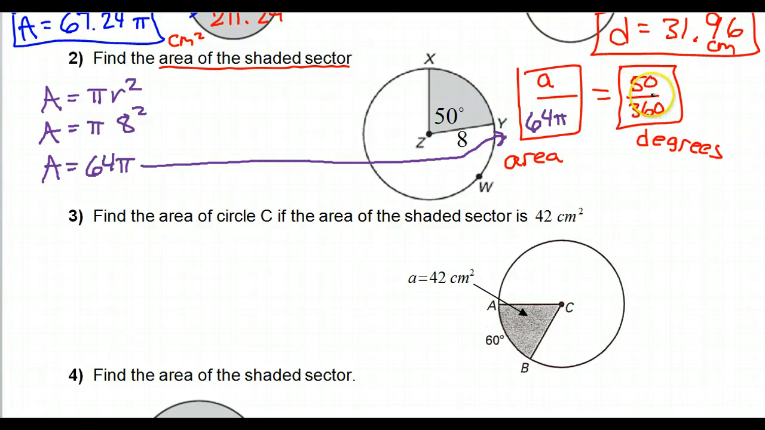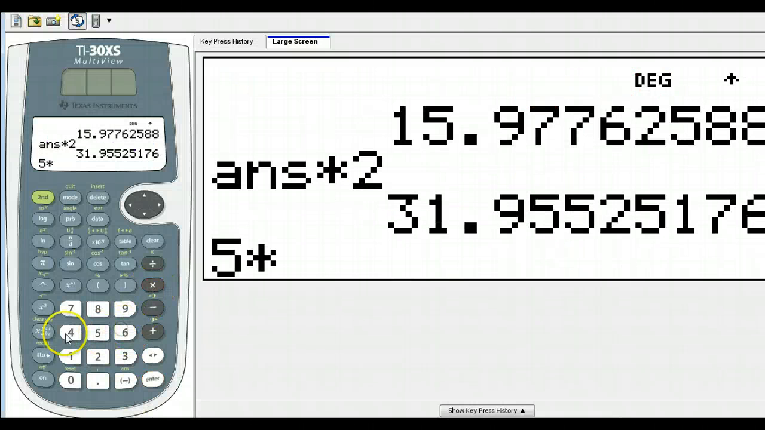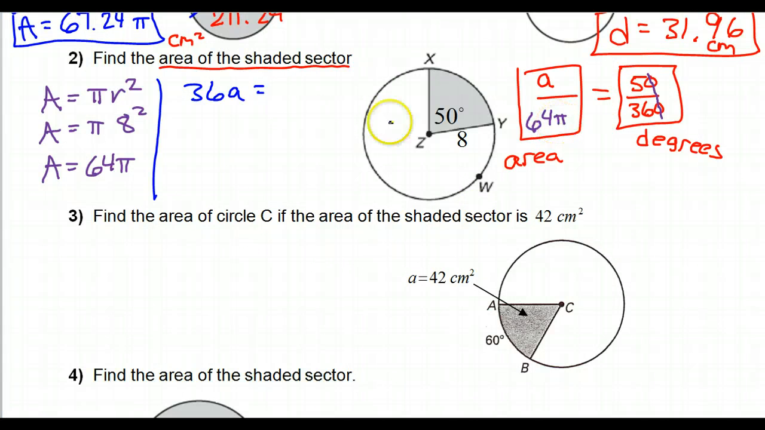I like to reduce this, which in this case will be kind of easy because those zeros will cancel each other out. Okay, so we need to cross multiply. So 36 times a, so that's going to be 36a equals, and then we have 5 times 64. It's 320. So don't forget the pi though, so 320 pi.